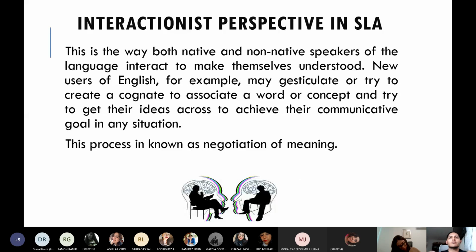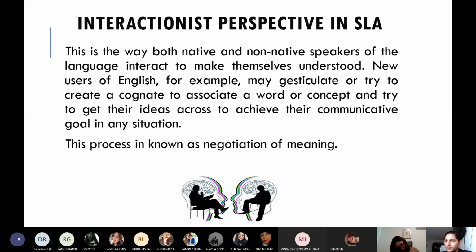Well, the third one is the interactionist perspective. It's an approach that states this is the way both native and non-native speakers of the language interact to make themselves understood. This is a negotiation, and it makes sense, because when you're learning, or even speaking your mother tongue, you actually negotiate meaning. If you don't remember a word, you're helped by someone, in order to provide meaning, to keep up with communication, and the other way around. You usually help others to address messages and to understand each other. So this is a dialogue, both intellectual and language dialogue.